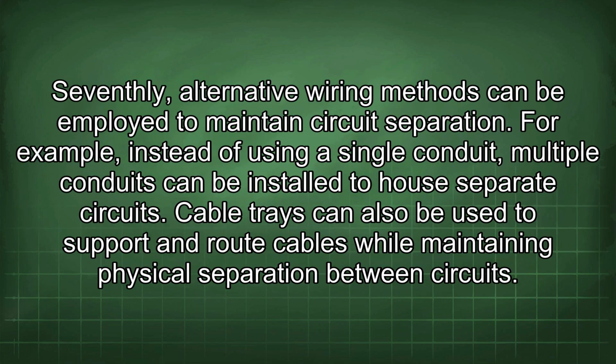Seventhly, alternative wiring methods can be employed to maintain circuit separation. For example, instead of using a single conduit, multiple conduits can be installed to house separate circuits. Cable trays can also be used to support and route cables while maintaining physical separation between circuits.